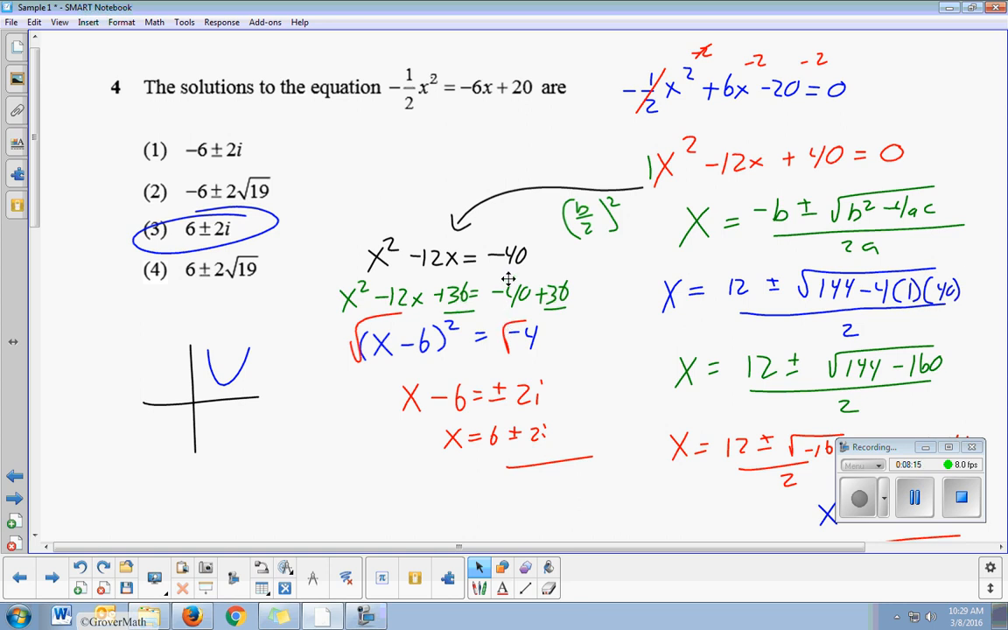All right, so this is Algebra 2 Regents state sample question number 4. See ya.